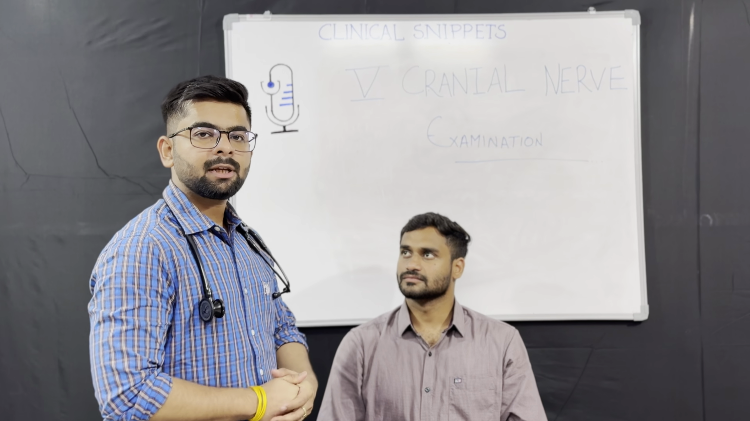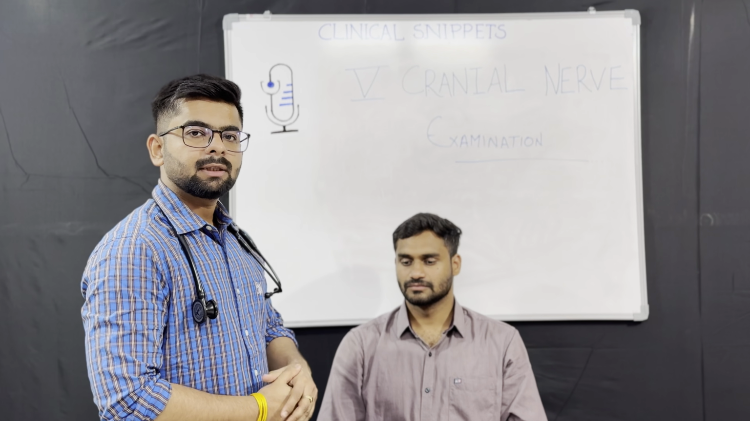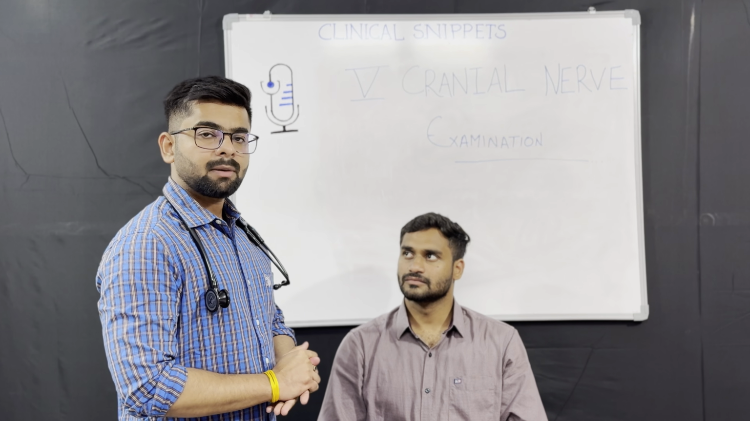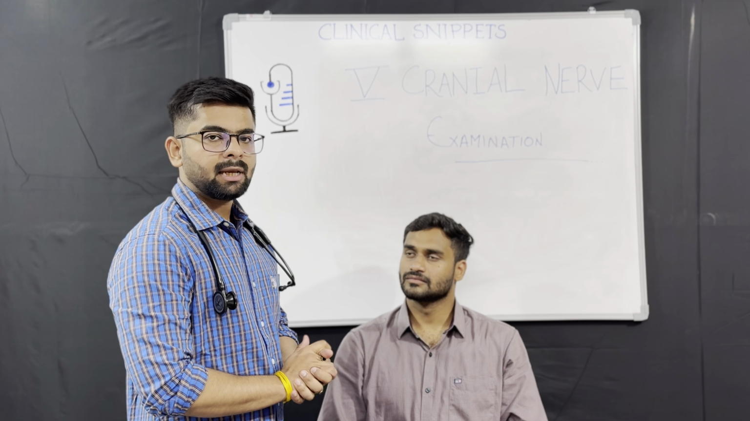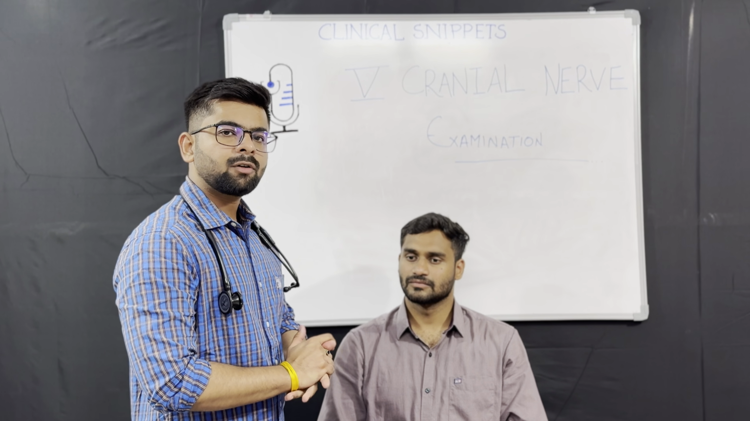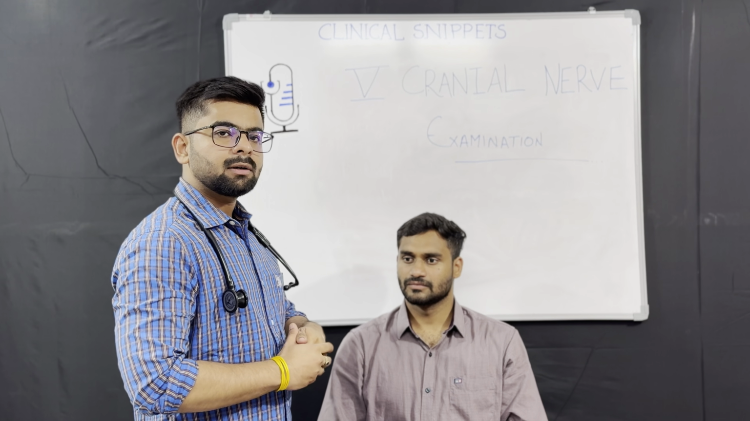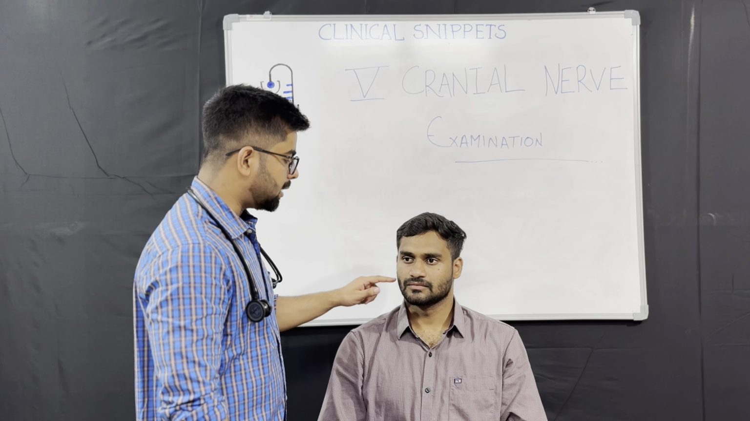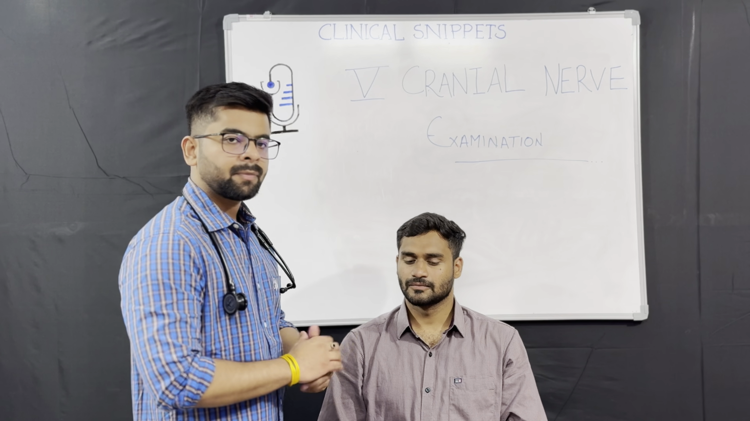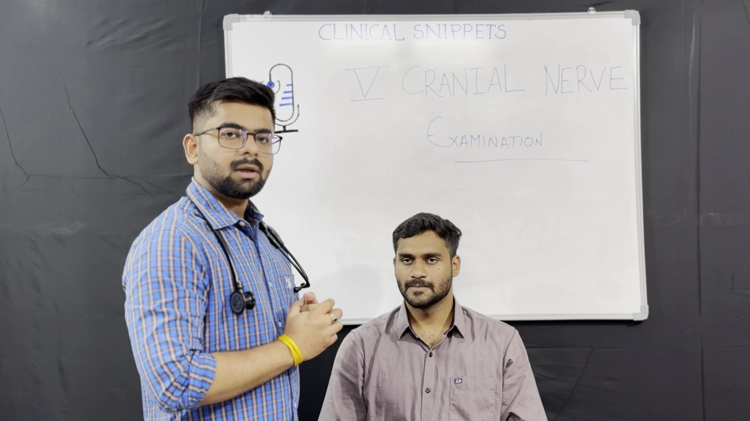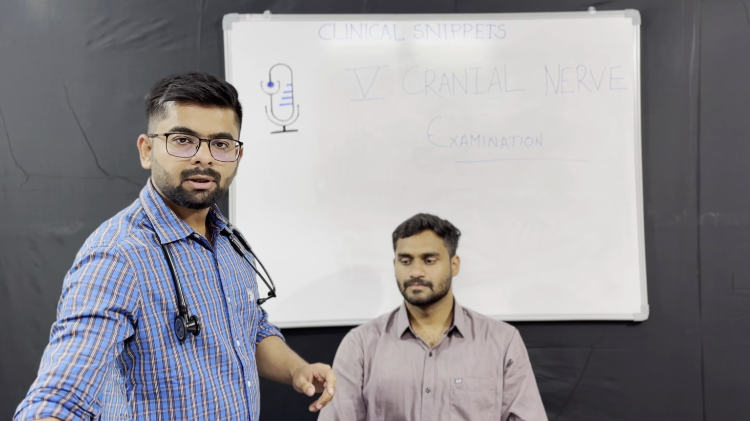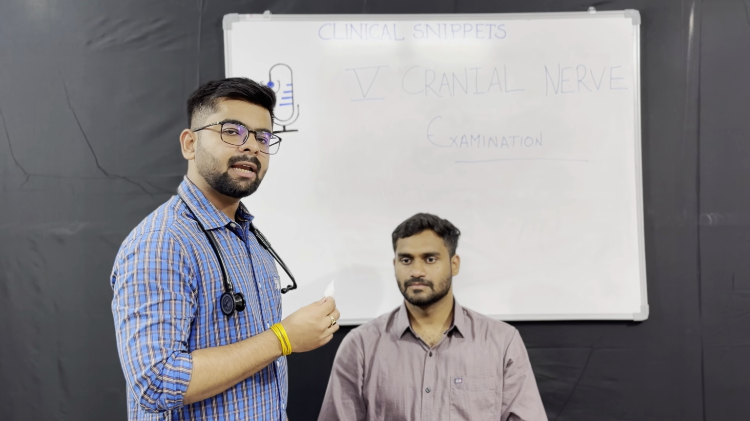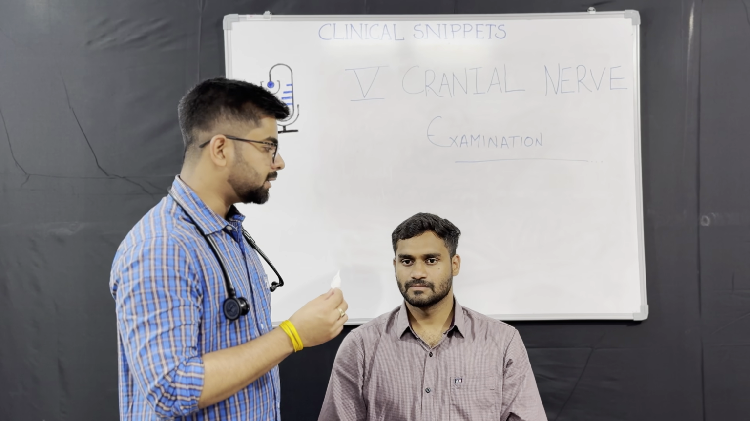Welcome to the examination part of the fifth cranial nerve, that is the trigeminal nerve. Trigeminal nerve is a mixed nerve having both sensory and motor components. As we have talked earlier, trigeminal nerve has three branches: the ophthalmic, the maxillary, and the mandibular part. The sensory part is checked using a cotton, where touch sensation is checked and the patient is asked if he can feel the sensation of the cotton.